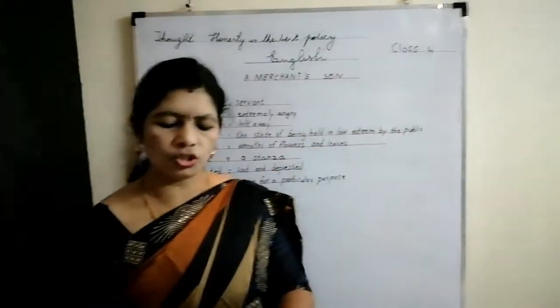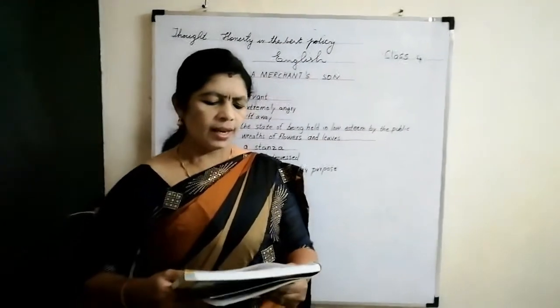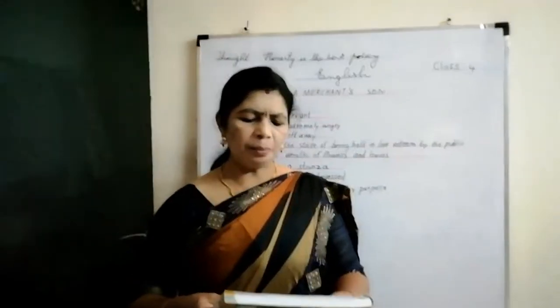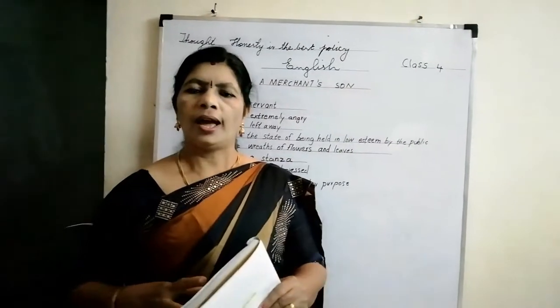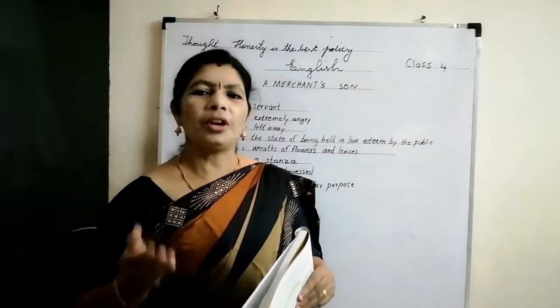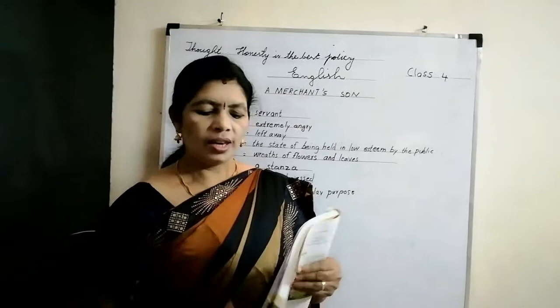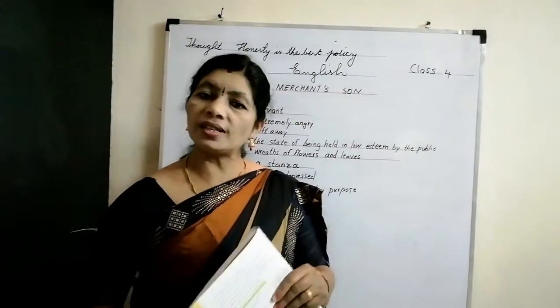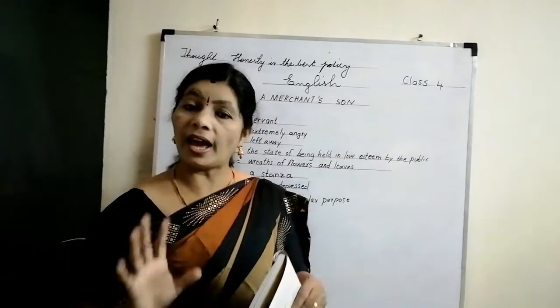When the merchant saw the costly book having only one verse, he thought that his son was a fool and became angry. So the merchant saw the book and he was very angry. Why was he very angry? Because this book contained only one verse. What is that? Yes, you get what is destined for you. So the merchant got very angry.